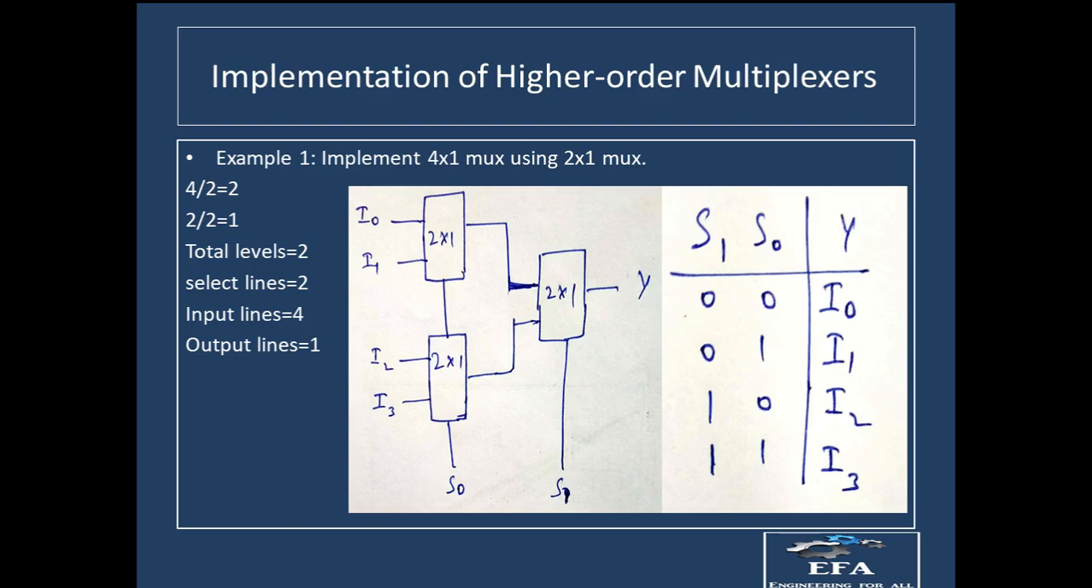So let us say in the first example we have to implement a 4 is to 1 mux using 2 is to 1 mux. So we have a number of 2 is to 1 muxes, and we have to adjust them in such a way that they function as a 4 is to 1 mux. First we need to understand how many 2 is to 1 muxes are required, how many select lines are required, and how we can arrange them.